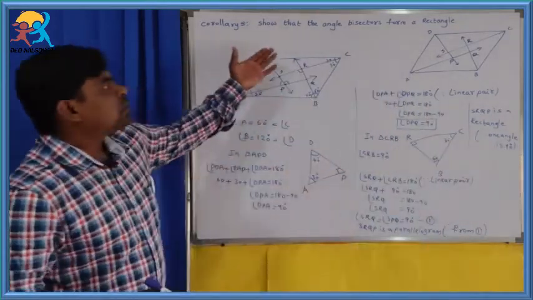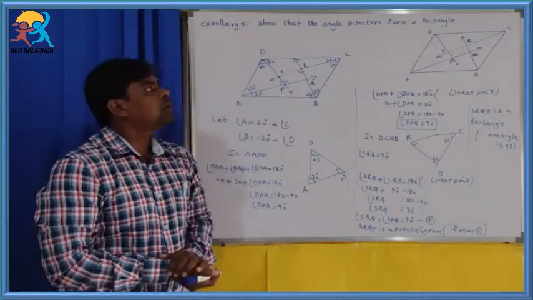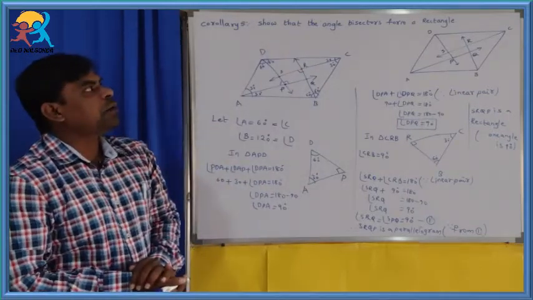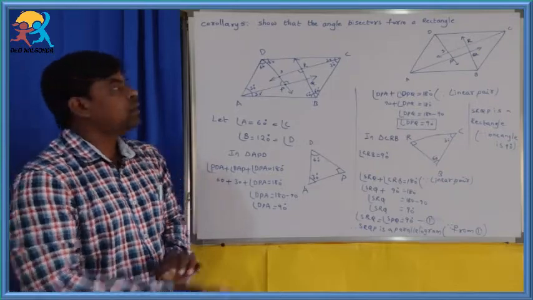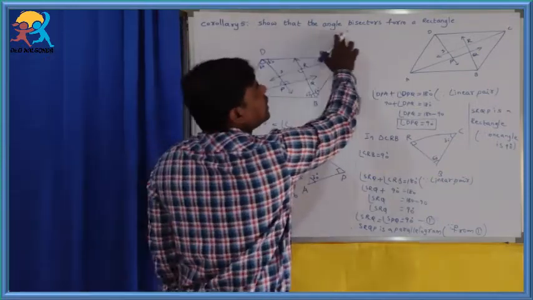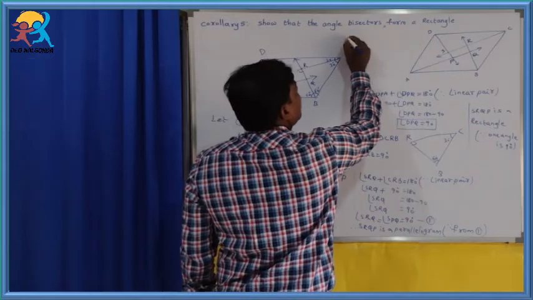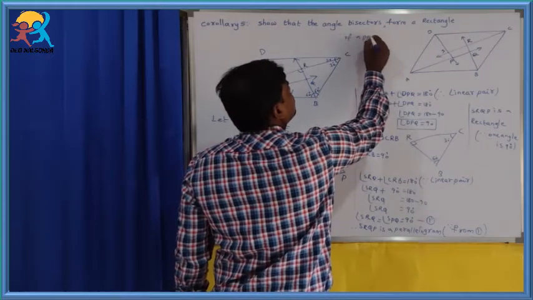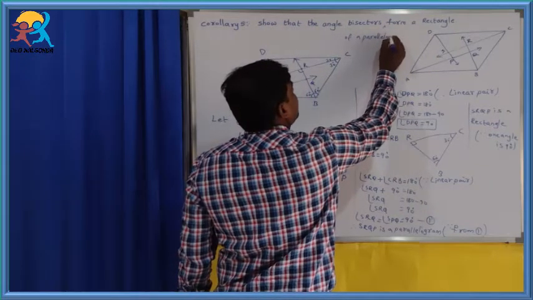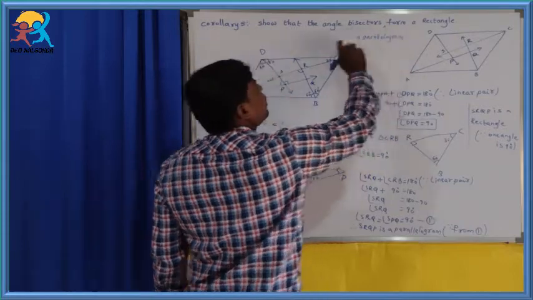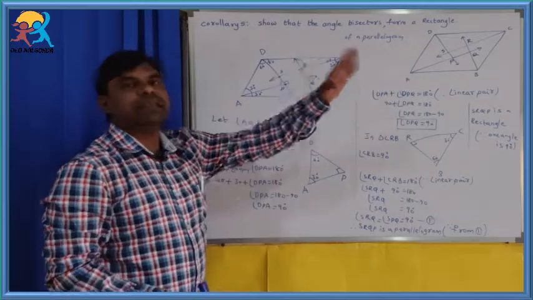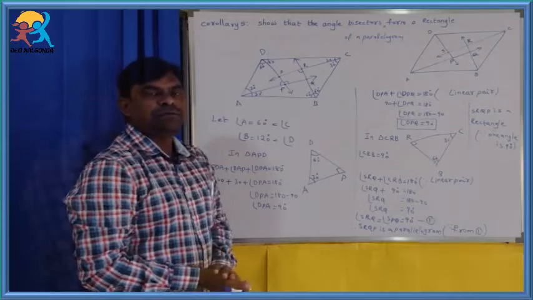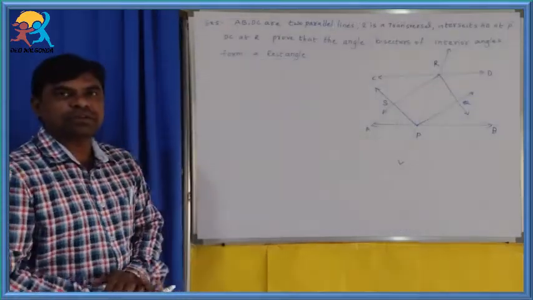Therefore, the angle bisectors of a parallelogram will form a rectangle. Actually, the question is to show that the angle bisectors of a parallelogram form a rectangle. This is corollary 5. Let us discuss one more example.